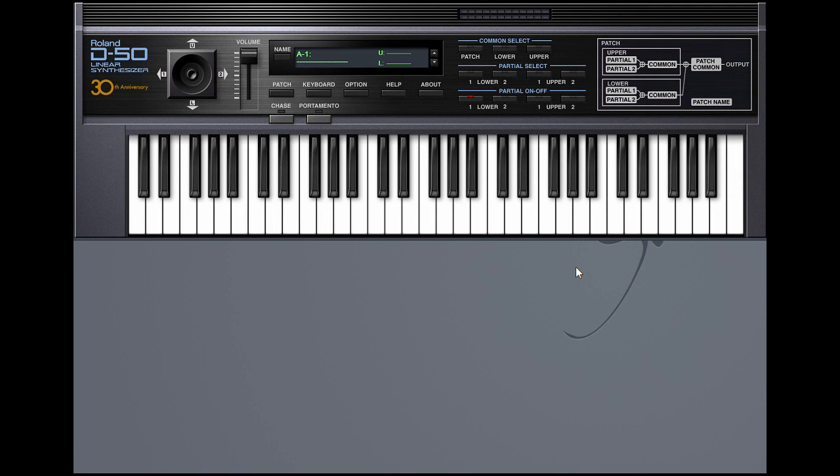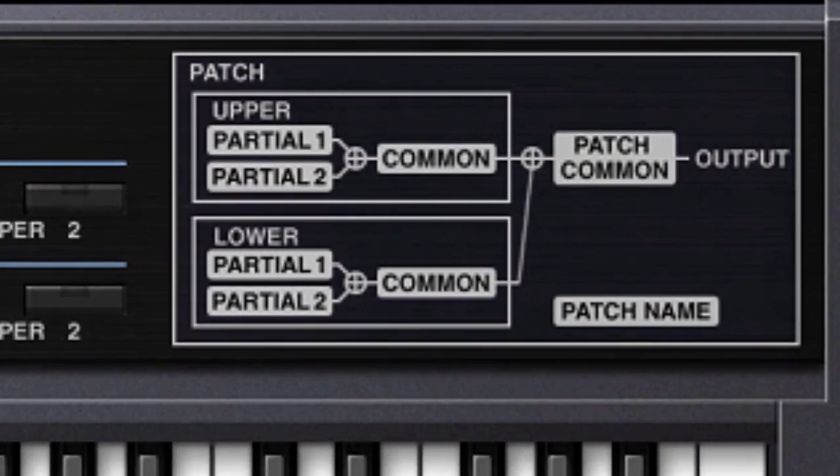Hello everyone, today we're going to do a tutorial about the Roland D-50 VST. So let's go to our main panel. Let's begin by taking a look at our patch diagram.